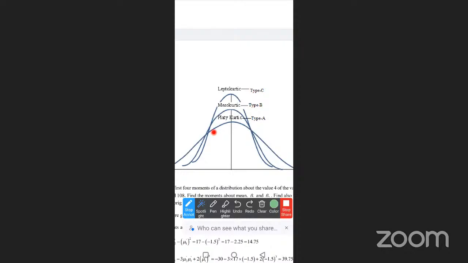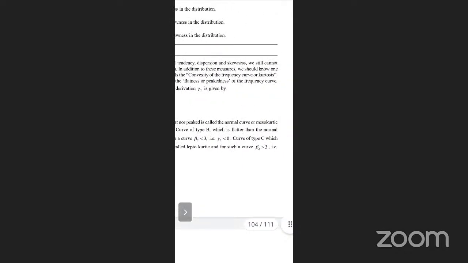Okay. So which is neither flat nor peaked, such a curve is known as mesocurtic curve or normal curve. Such a curve is having beta 2 is equal to 3 and gamma 2 is equal to 0. That is first point. Second one is curve of the type B, which is flatter than the normal curve.